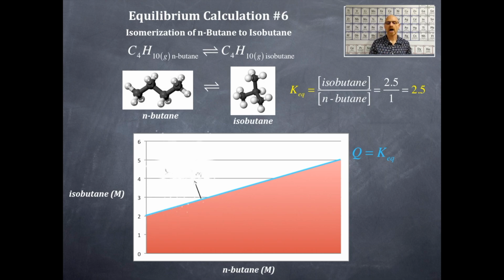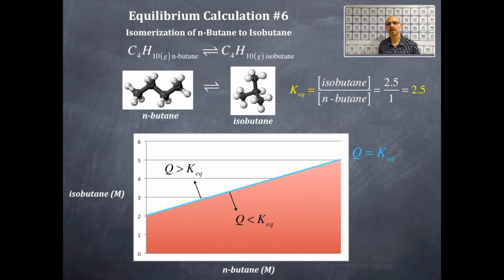Anything above this line is when the Q is greater than the K, and of course when they are not equal, then you are not at equilibrium. And then there's a shift that needs to occur such that the Q approaches the K and the Q needs to get smaller.